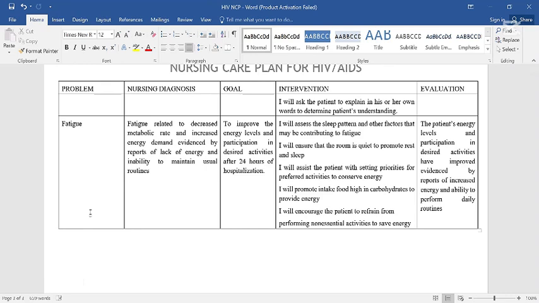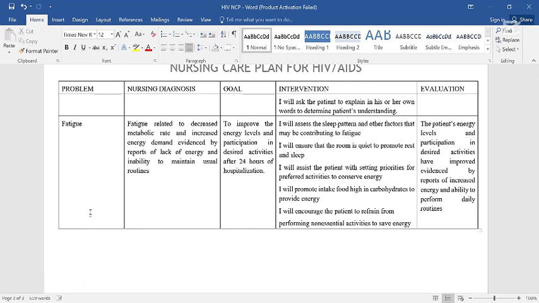And this is evidenced by the patient actually saying that they do not have energy or they feel weak, and due to the inability to maintain usual routines. Then the goal is to improve the energy levels and participation in desired activities after 24 hours of hospitalization.